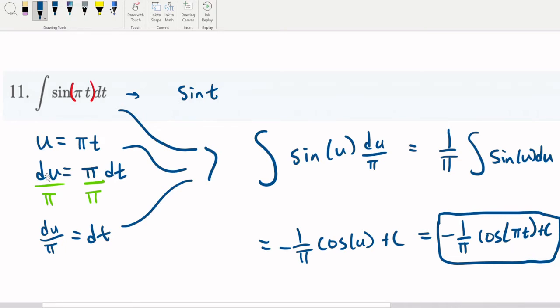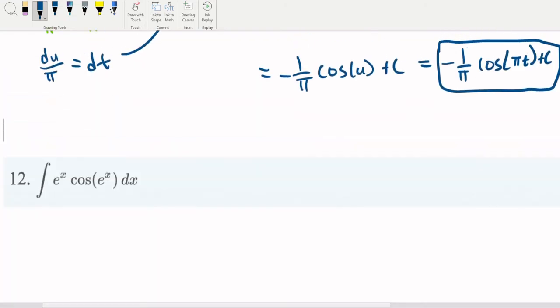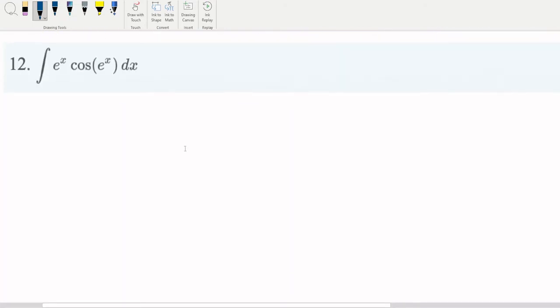Set up your u, find your du, substitute, do the integral, plug back in. Let's try another one. e to the x cos e to the x. Holy moly. Get out of here with this function, you might be thinking. Well, just relax a minute. Let's think about this. I see a function plugged into another. That's your thinking. Do I see a function plugged into another? Yeah. Let's let u be e to the x. All right. du. What's the derivative of e to the x? Oh yeah, that's just e to the x.